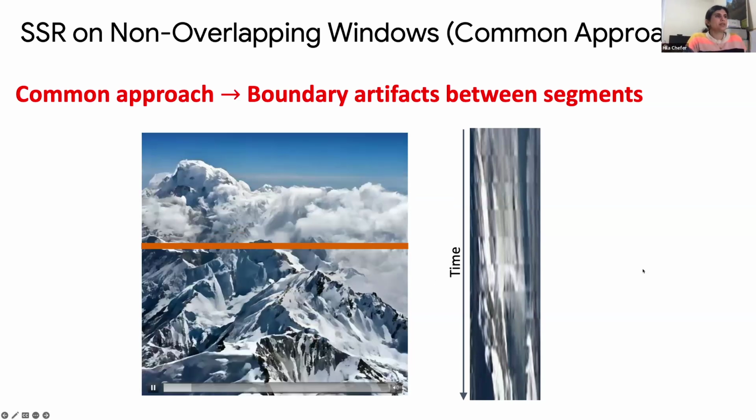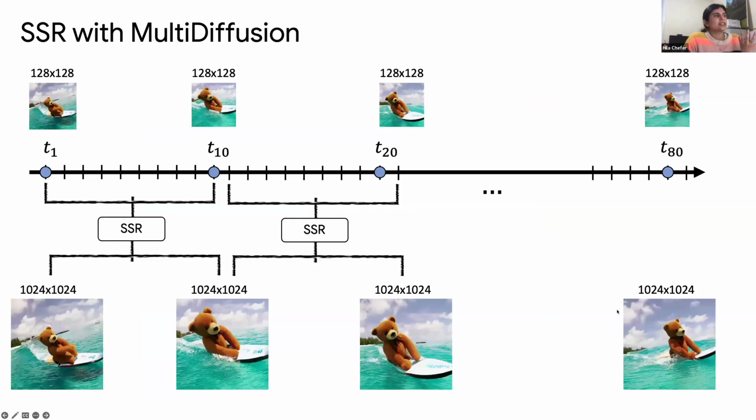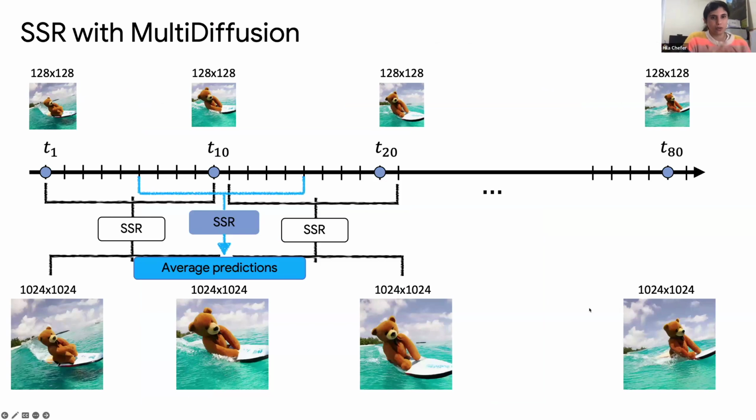So what we did is we used a technique called multi-diffusion. This talk is not really about multi-diffusion, so I won't get into a lot of details, but the intuition behind it is very, very simple. Instead of just doing the SSR in unrelated windows, we're going to have a sliding window, similar to a convolutional kernel. And then we're going to average the prediction across the predictions of the overlapping windows.